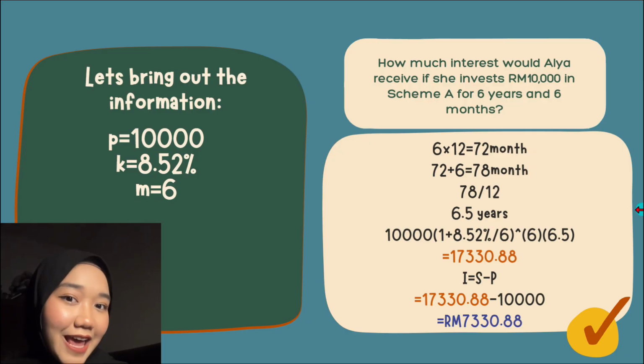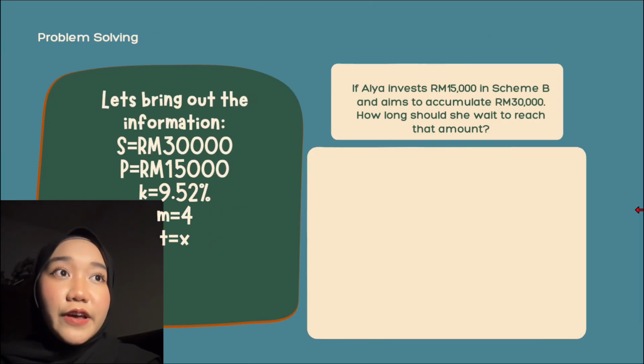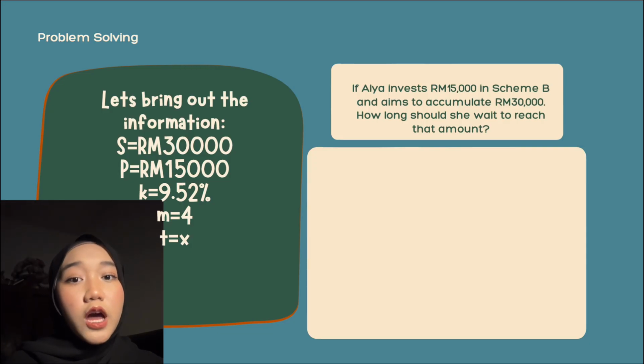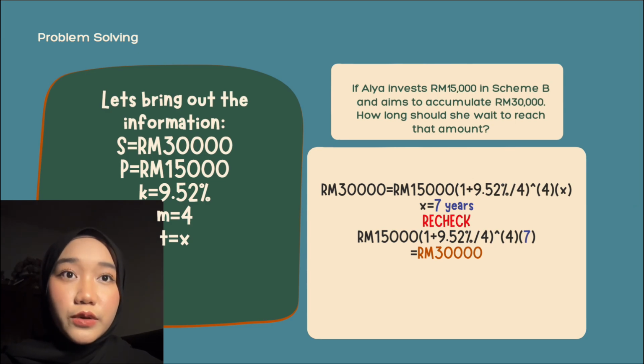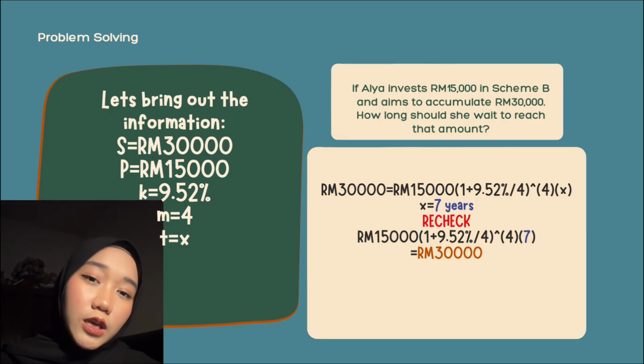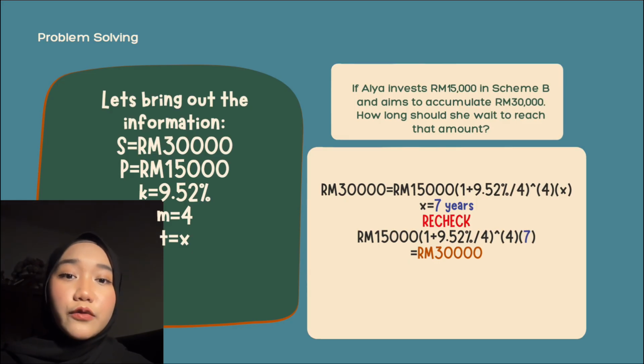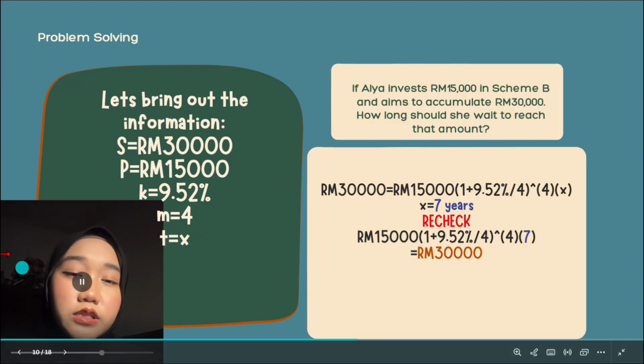Next, if Alia invests 50,000 ringgit in Scheme B and aims to accumulate 30,000, how long should she wait to reach that amount? Okay, so let's bring out the information first. S equal to 30,000 ringgit, P equal to 15,000, K equal to 9.52%, M equal to 4, and T equal to X. So, how to find the X? Okay, let's move. So, how to check the years, which is the time?